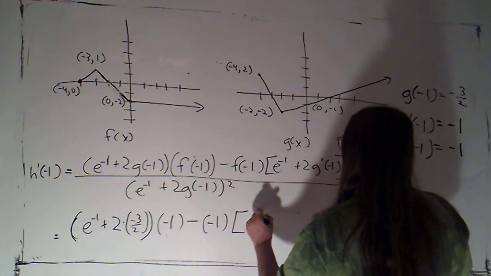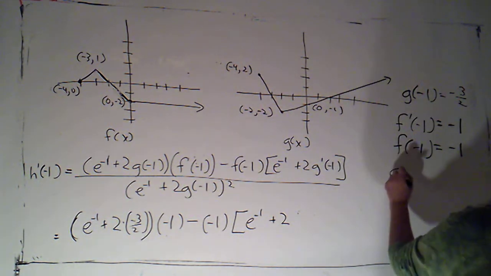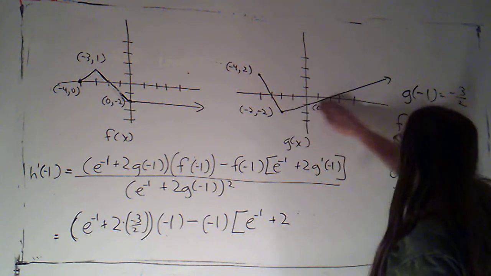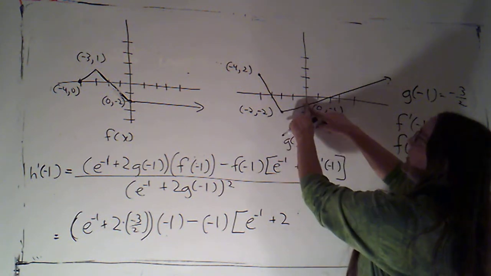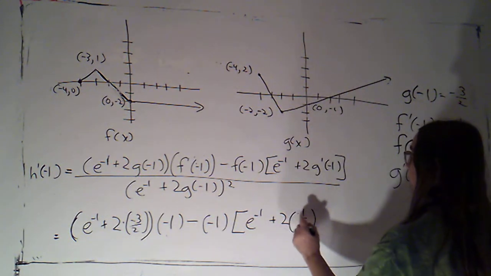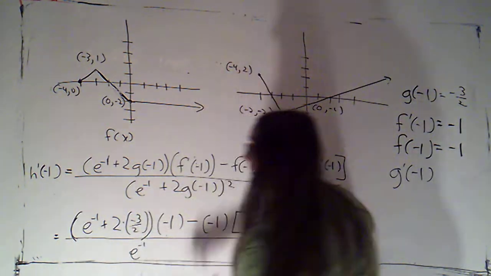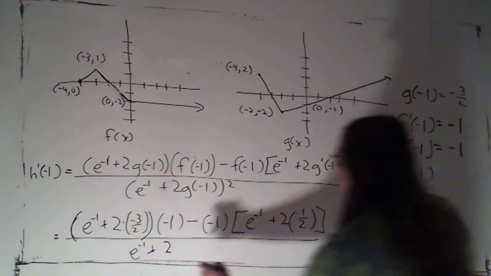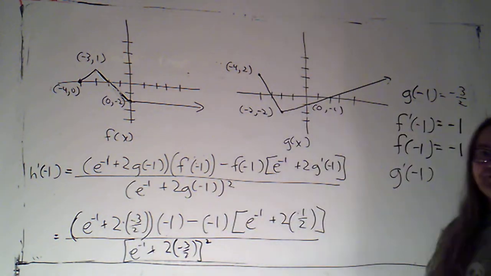And then that's times e to the -1 plus 2 copies of g prime of -1. Don't have that one yet. So -1 is over here. Okay, so we're talking about this line segment. Now, that was the one where we said we were going over 2 and up 1. That's going to give us rise over run of 1/2. All over e to the -1, which is just a number, plus 2 copies of g of -1. We said that was -3/2, and that whole quantity is squared.